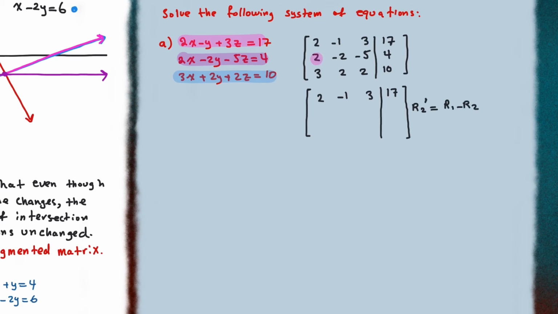Then we're going to subtract: 2 minus 2 to get 0, negative 1 minus negative 2 to get 1, 3 minus negative 5 to get 8, and finally 17 minus 4 to get 13.